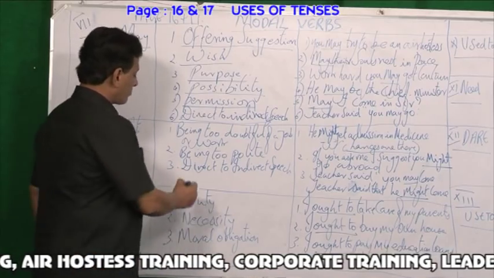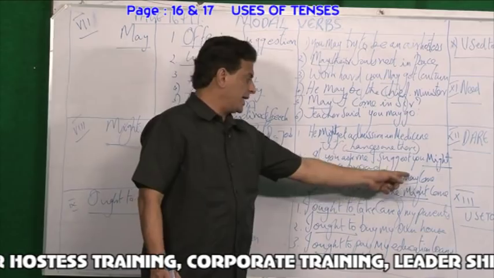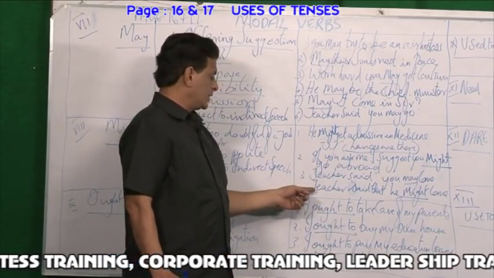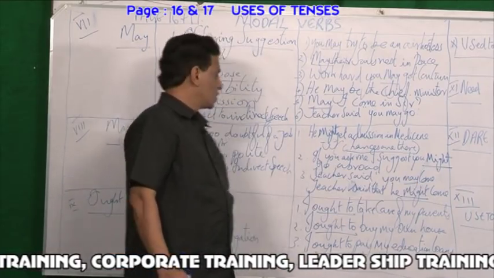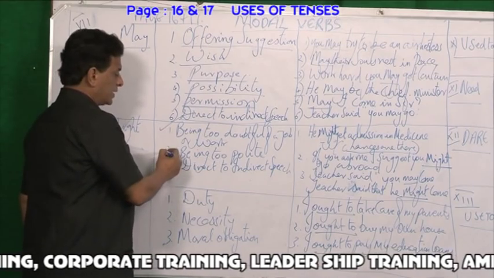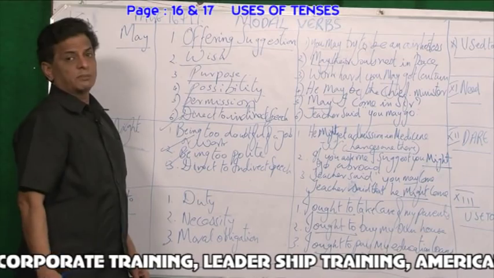Next, direct to indirect speech. Teacher said you may come. But what is that in indirect speech? Teacher said that he might come. So might is used in 3 places: being doubtful of a work, being too polite, and direct to indirect speech.